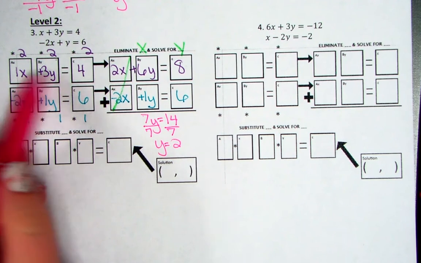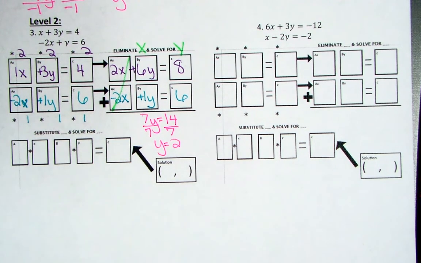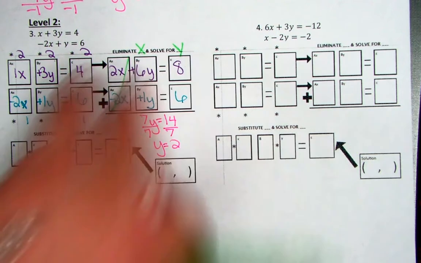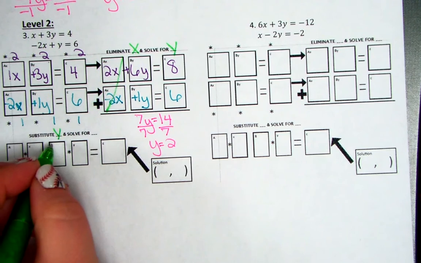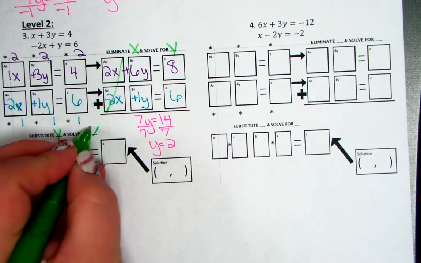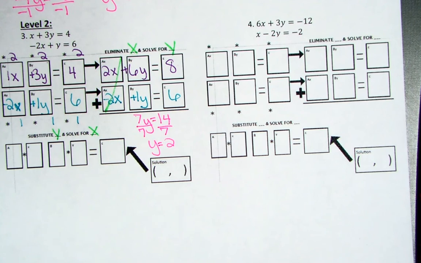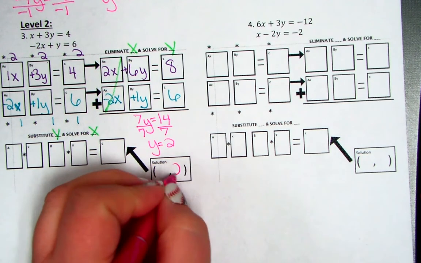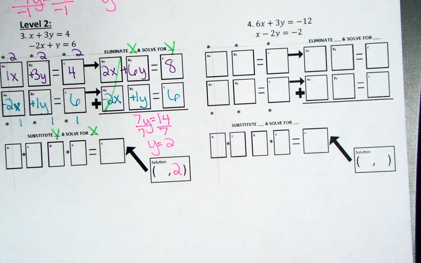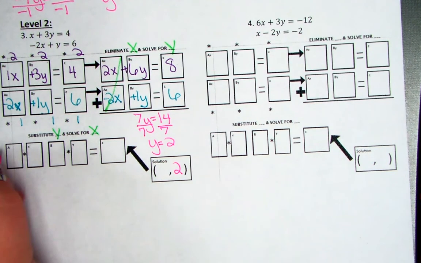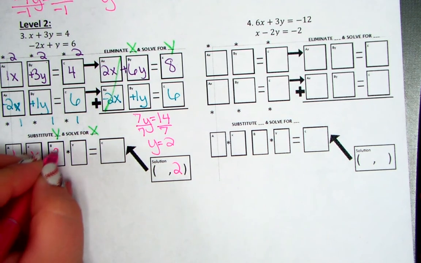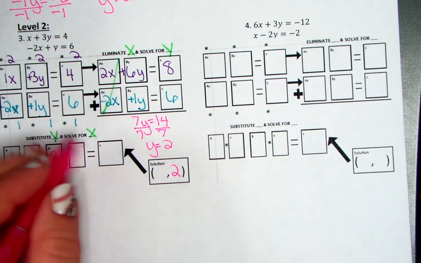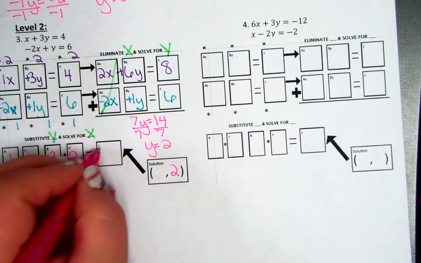So I'm going to use the purple equation, and our goal here is to do the reverse. We're going to substitute y to solve for x, because y is already done in our solution. So I'll use the purple equation. 1 times x plus 3 times y equals 4.